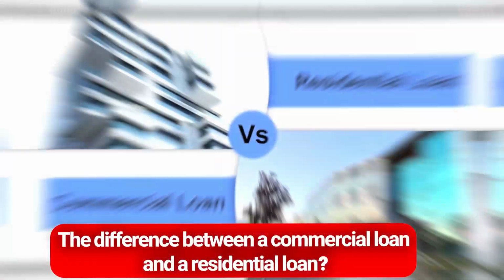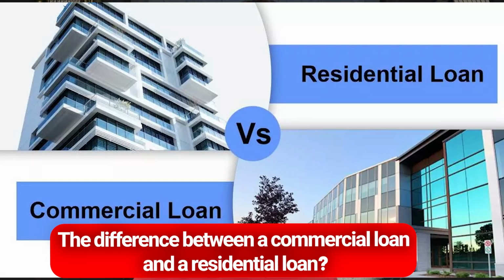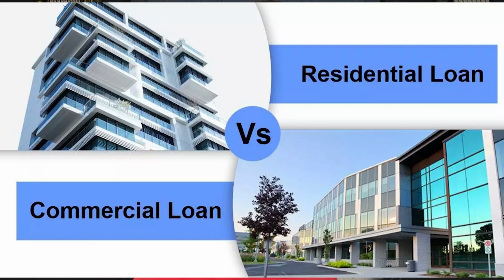Okay, what is the difference between the loan for commercial property or an apartment building of more than 5 units and the loan for residential property? The apartment lender qualifies the property first and the borrower second. And when you're applying for residential, it is exactly the opposite. They qualify you first and then they look at the property after.